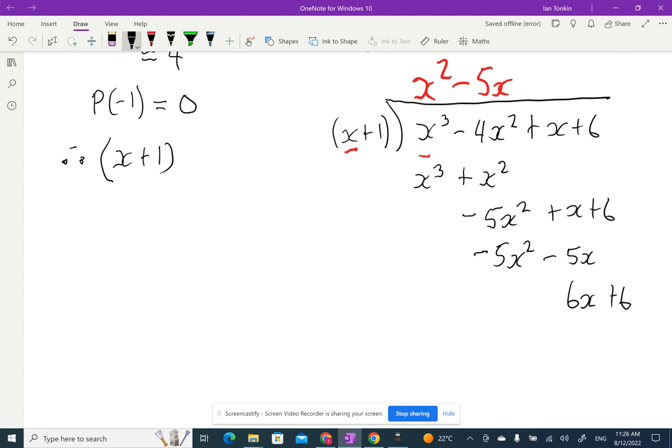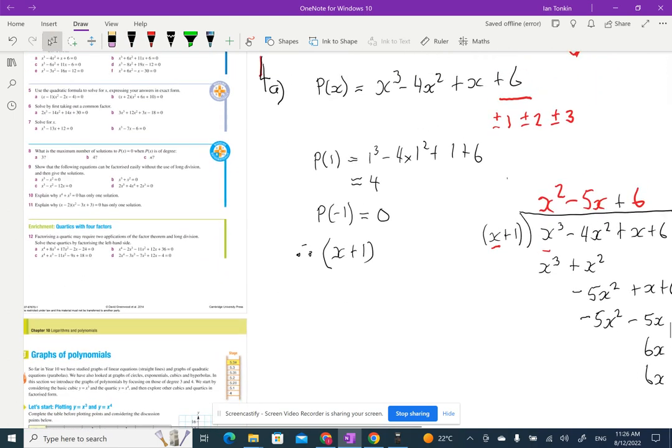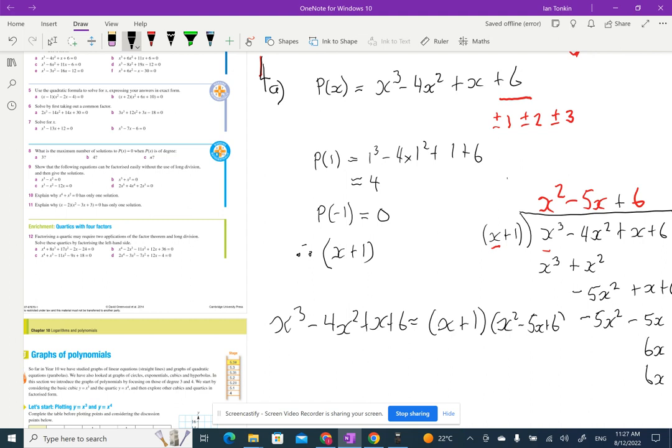How do I make that x look like 6x? Well, I multiply by 6. And 6 times x is 6x. 6 times 1 is 6. Subtract, I get no remainder, which means I've factorised it. I've now found it. So that means my polynomial x cubed minus 4x squared plus x plus 6 equals x plus 1 times x squared minus 5x plus 6. And there's no remainder.